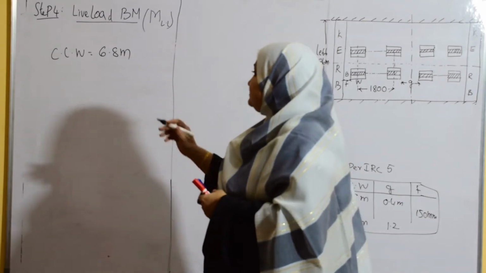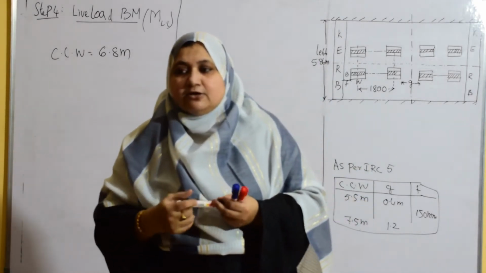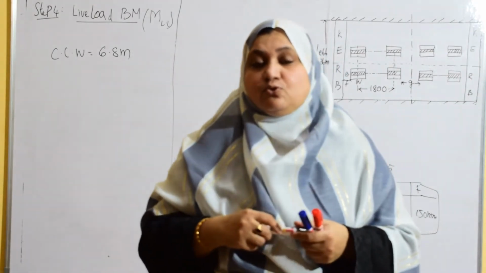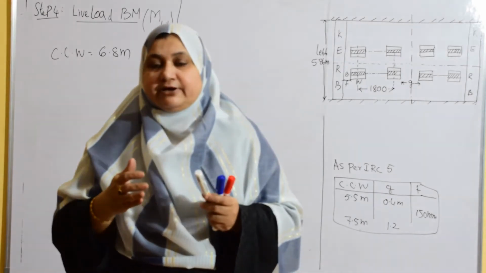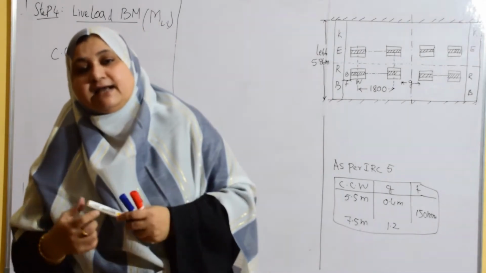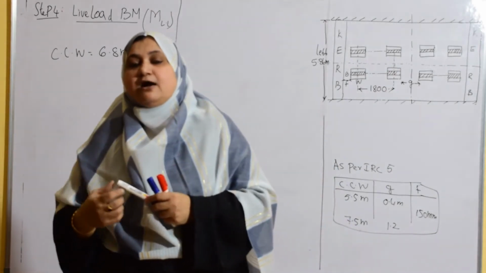When the carriageway width is 6.8 meters, we can provide a two lane bridge slab. That means one train of vehicles in one direction and another train of vehicles in the opposite direction.